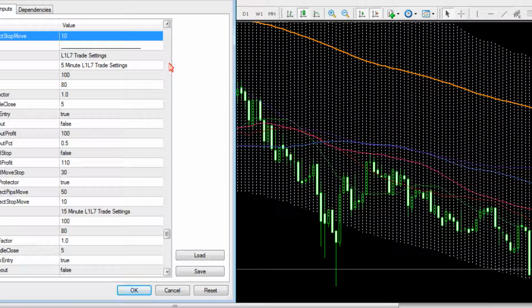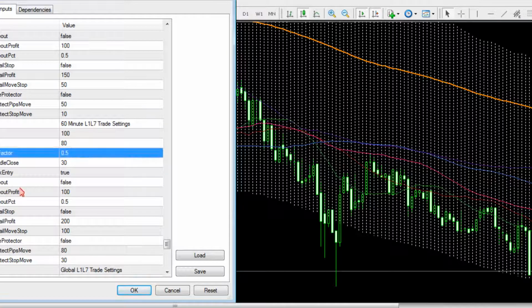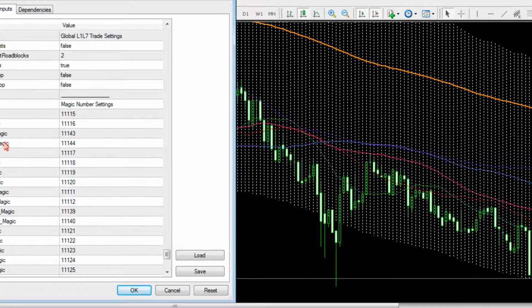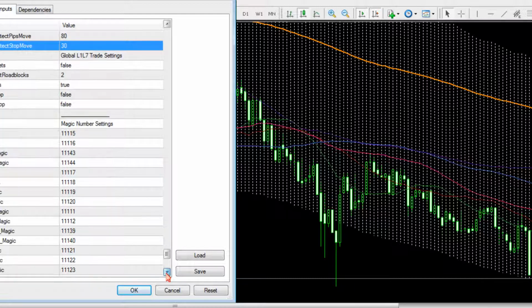So again, you just set the stops at 10, target 8, risk factor 1, one-click entry, and switch everything else off. No scale out, no trailing stops. Trade protector is on the 5 and 1. Now, the 15-minute L1, L7 and the 60-minute one I don't go for, as I tend to find you need much bigger stops. So they're all switched off in the master settings.